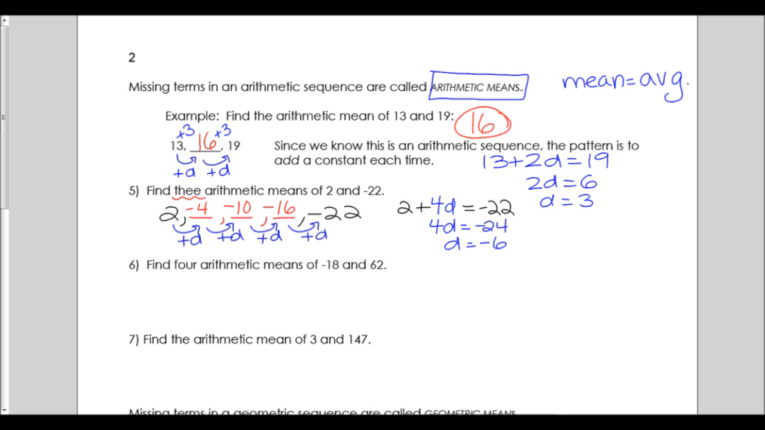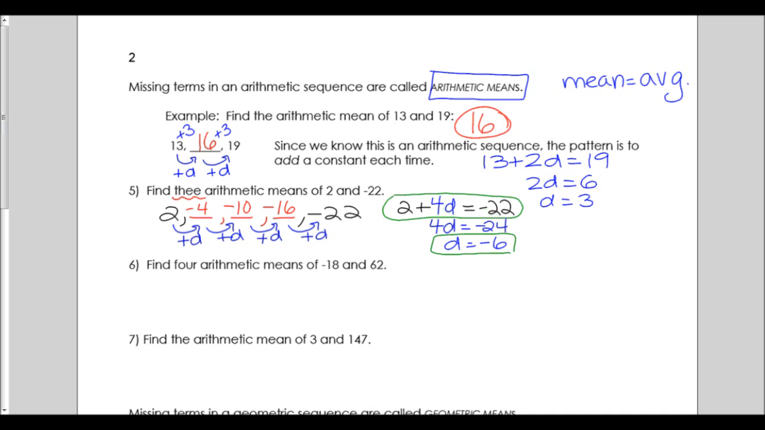So for this one, I would have added the common difference 4 times to complete the pattern. So I wrote the equation of 2 plus 4d is equal to negative 22. To solve that equation, I would subtract 2 from both sides and then divide both sides to get my common difference is equal to negative 6.